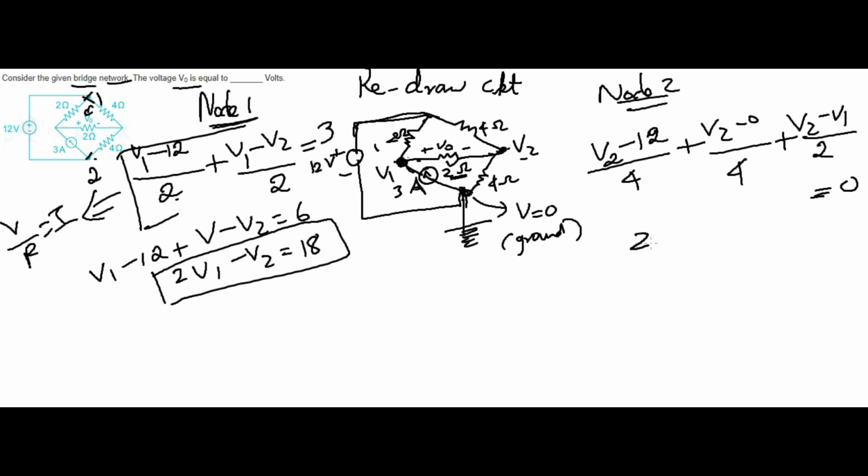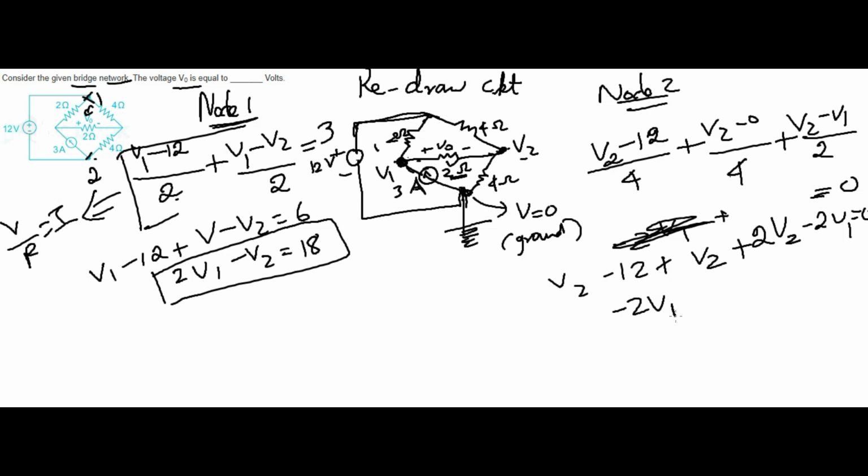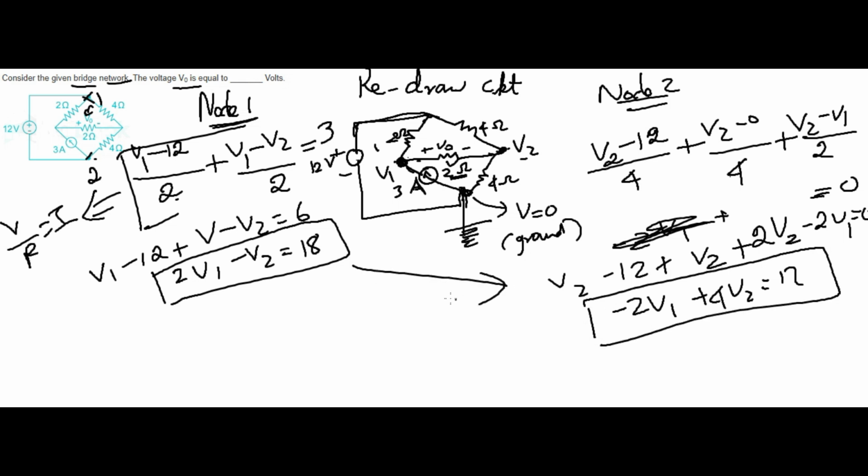So if you solve, you'll get 2V1 minus... sorry, before that you have V2 minus 12 plus, because in your denominator is 4, 4, 2, LCM is 4. So then V2 plus 2V2, because you have to multiply with 2: 2V2 minus 2V1 which is equal to 0. If you consider this, you'll get minus 2V1 plus 4V2 which is equal to 12. So you apply here: 2V1 is equal to 18 plus V2.